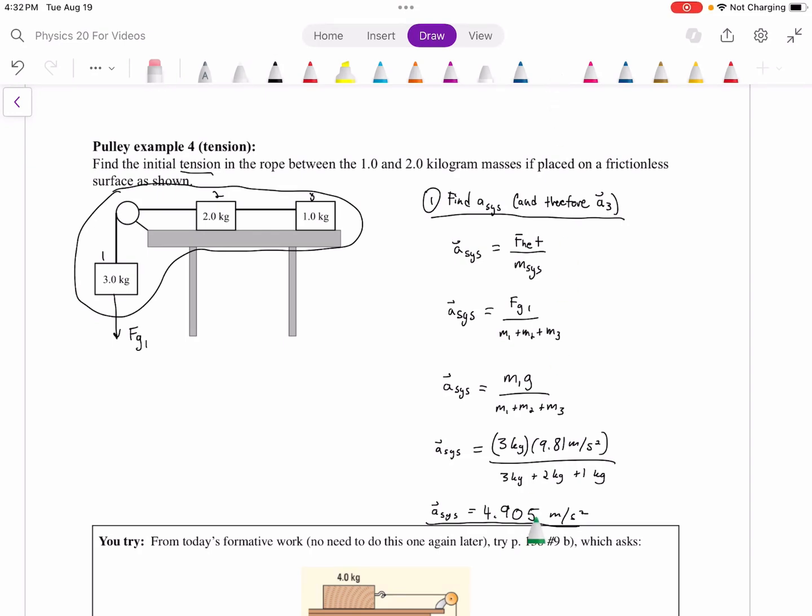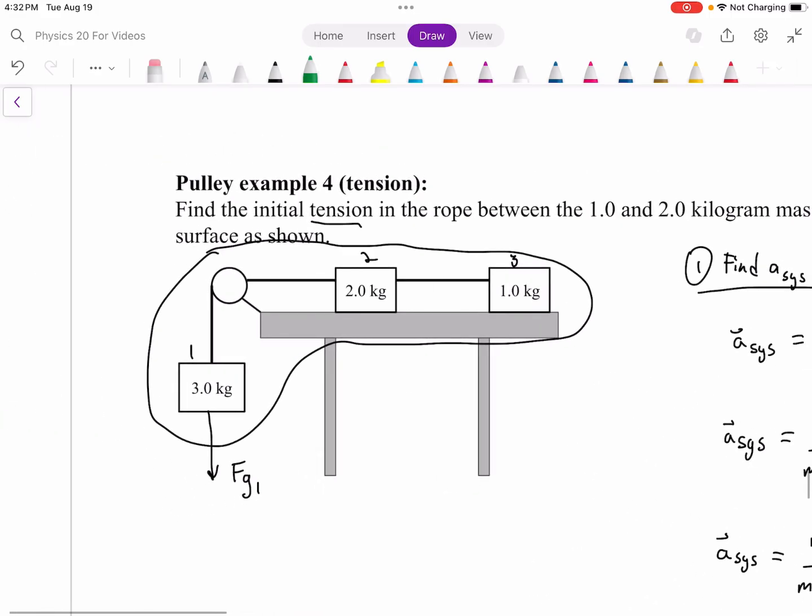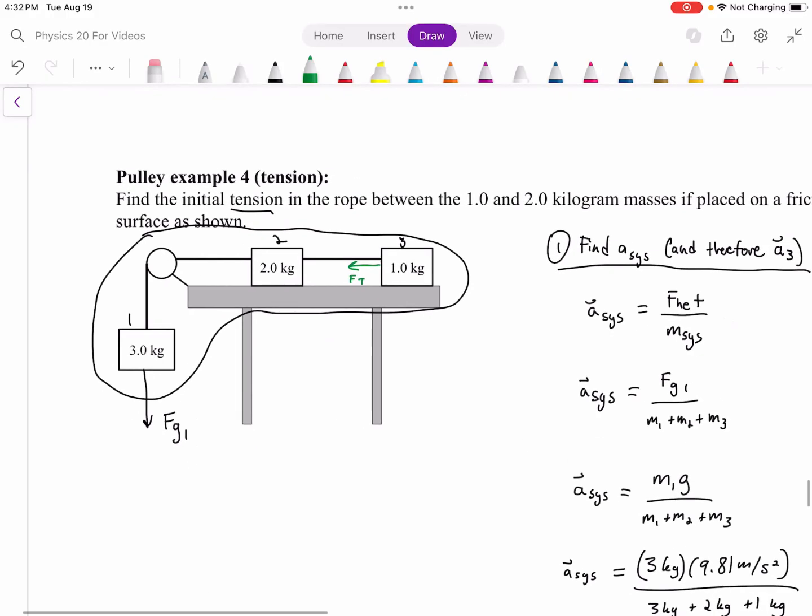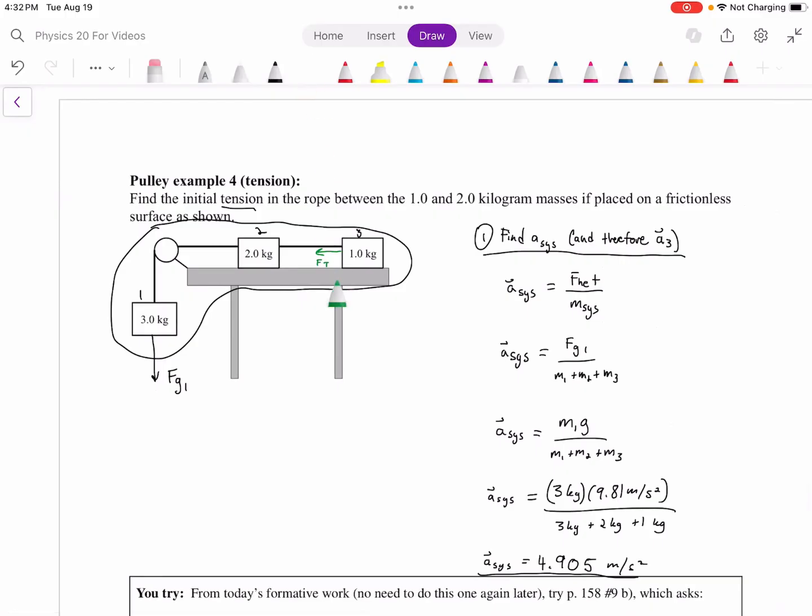Now, think about this from mass 3's perspective. As far as it's concerned, what's happening? Well, this rope is pulling it to the left. That is a force of tension, okay? And that force of tension is causing it to feel this acceleration. It's not the entire net force. Remember, that's spread out between all of the masses. But for just this mass, it's just this much tension pulling it that way.